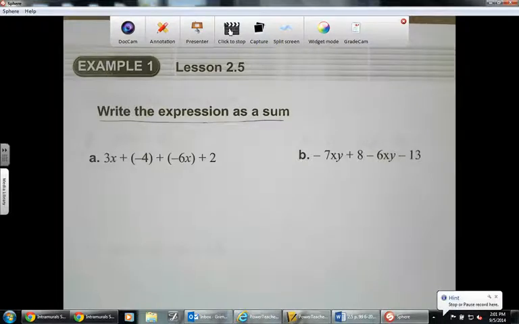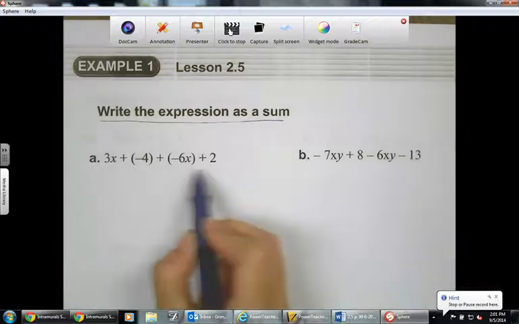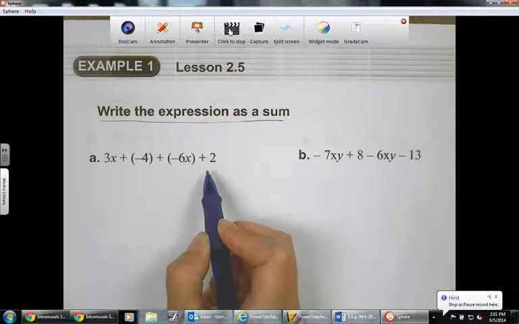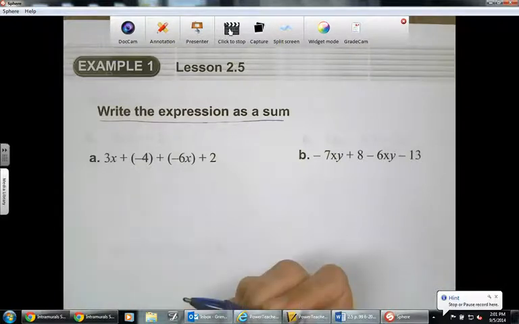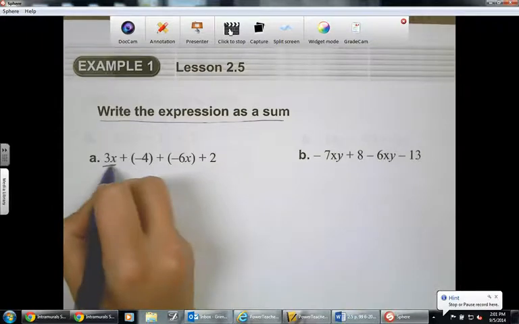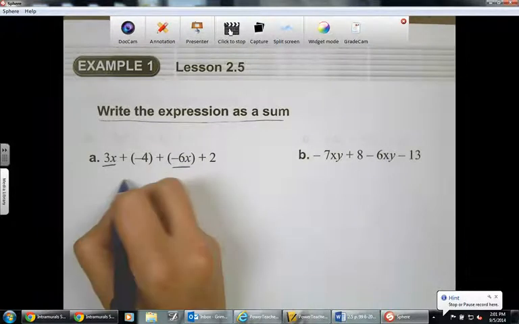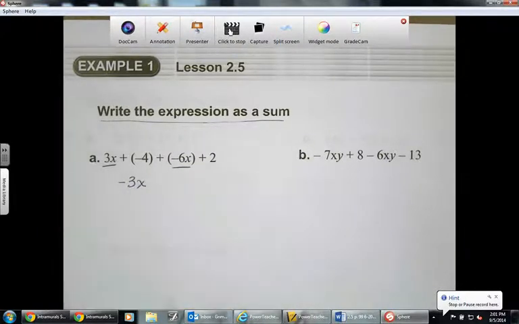All right, with this lesson 2.5, when we see stuff like this, we can make it smaller. It's called simplifying, and we're going to combine like terms, which means things that look alike go together. So this is a 3x, this is a negative 6x. I can add those two together, and 3 plus negative 6 is negative 3x, and that's legal. That's how many x's I have.